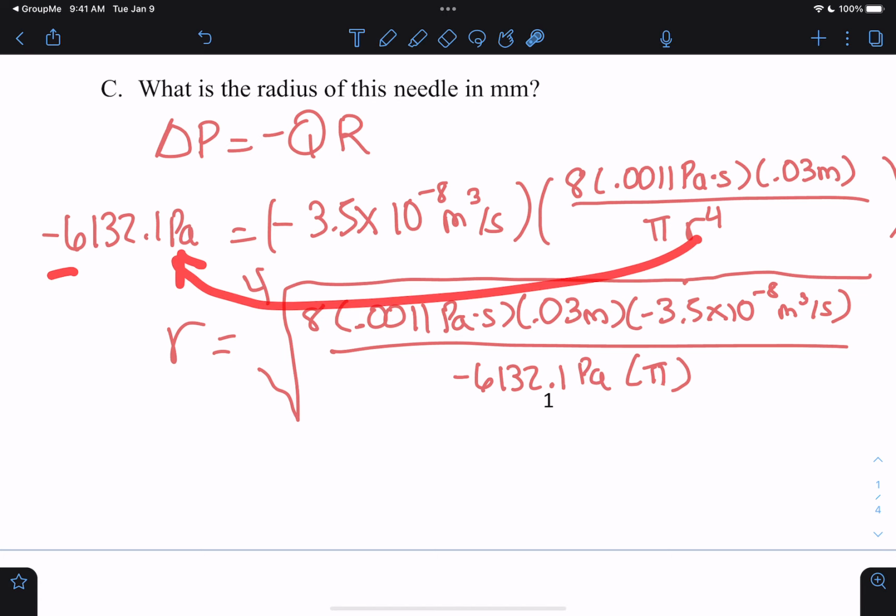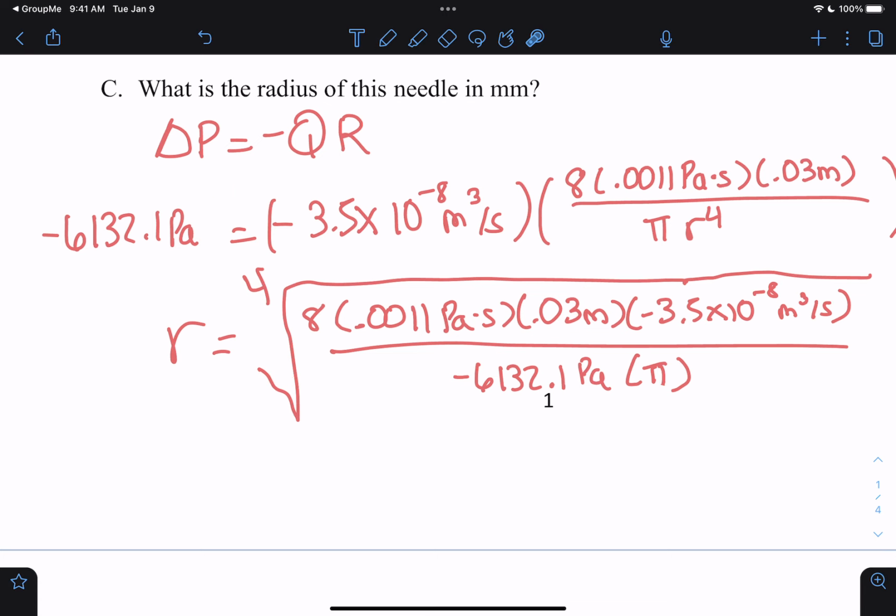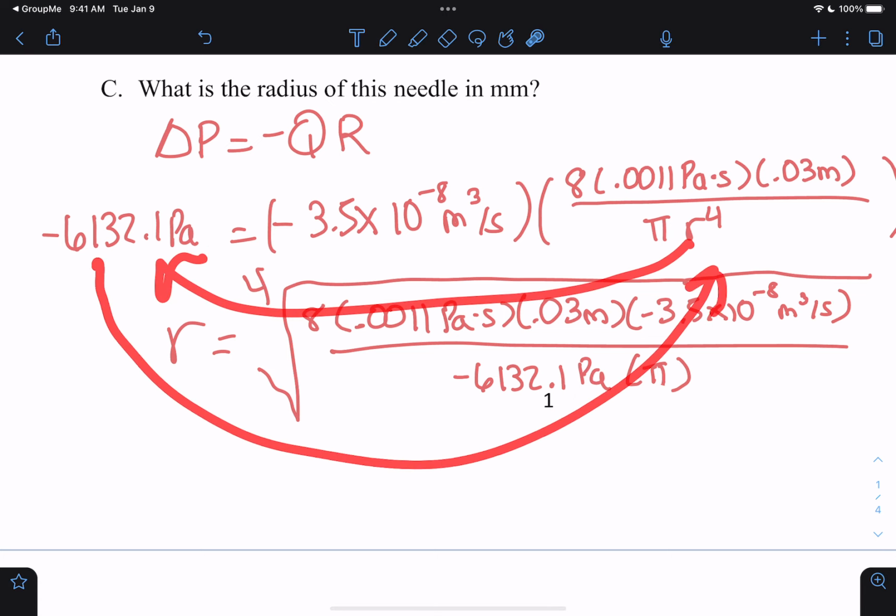So you can get negative 6,132.1 times r to the 4th, and then you divide over negative 6,132.1. So that's why it's 8 times 0.0011 times 0.03 times negative 3.5 times 10 to the negative 8 divided by that pressure drop times pi. So essentially I just brought this over here and brought this over there, divided it over.